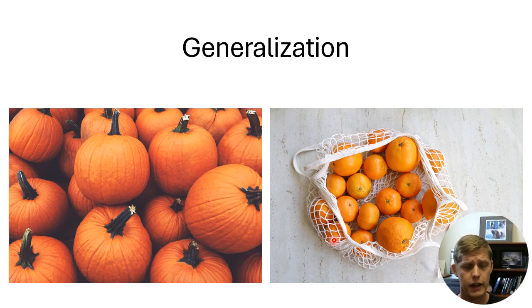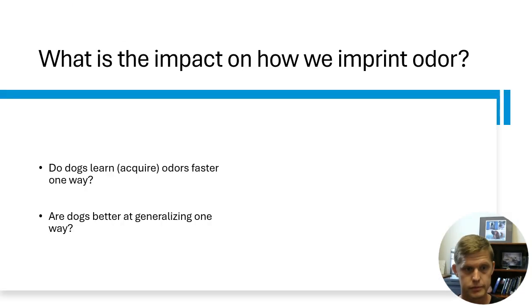So for example, if I give you one version of C4, but then I have C4 from a different manufacturer or a different source, do you respond the same to both of those varieties? Or do you say, no, they're different, like this orange is from this pumpkin? So what is the impact on how we imprint different kinds of odors?